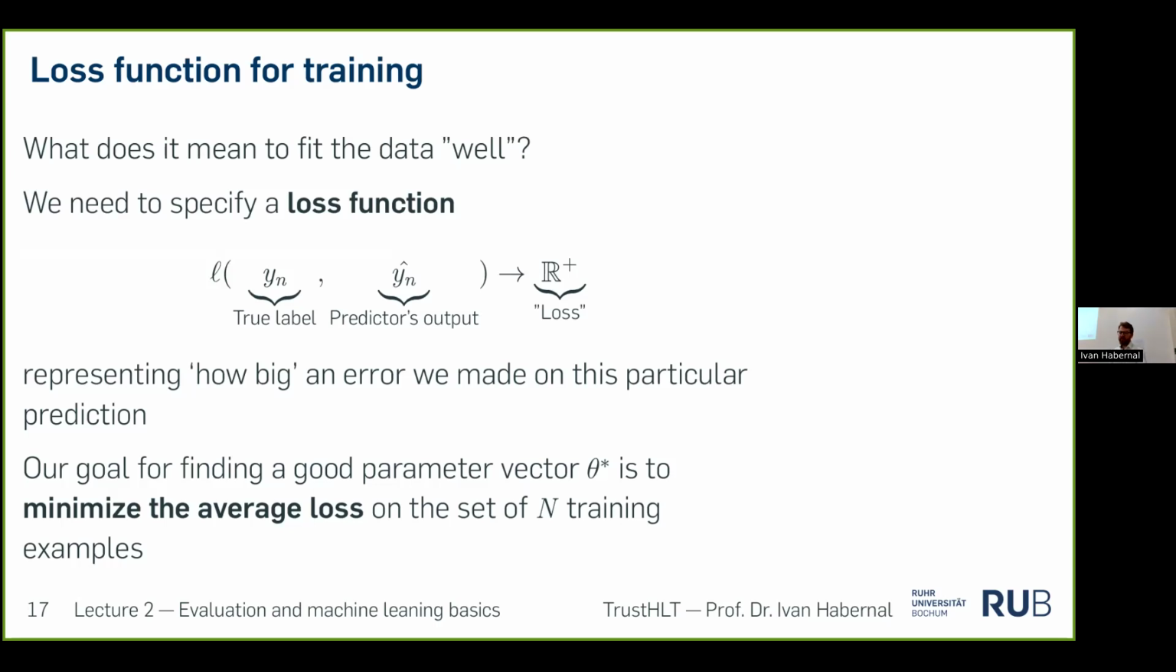We are talking already about the loss function, so let's dig deeper. We had the example of the square loss, right? The true label minus the predictor's output squared. There are multiple loss functions which we can use. We are discussing the absolute value as well. In general, the loss function takes the true label, takes the predictor's output, and outputs something. What is R plus?